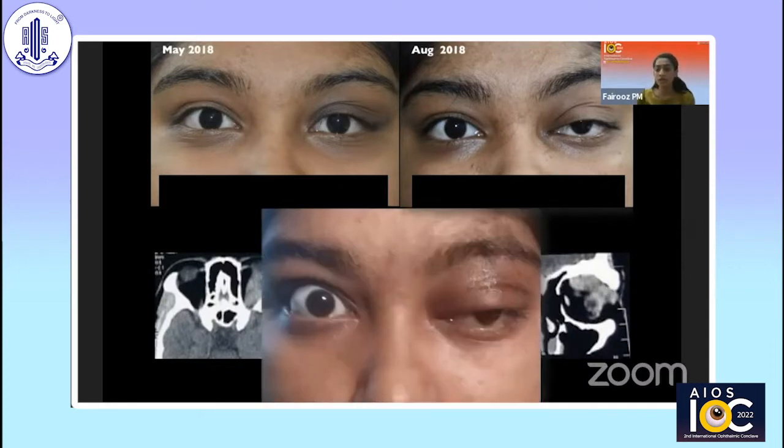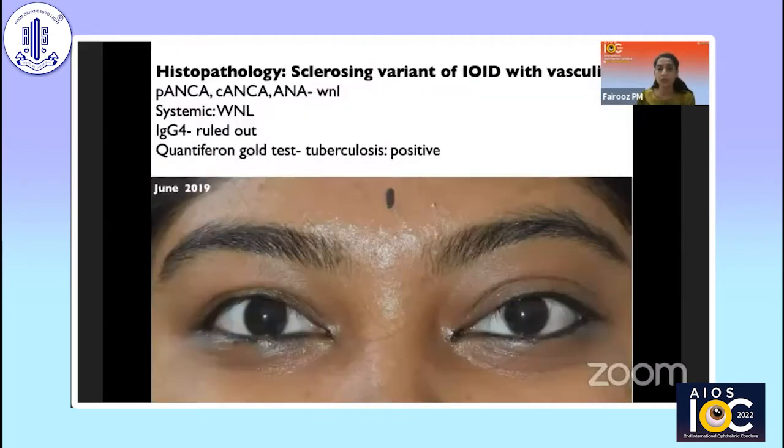So she went ahead with a lid crease incision biopsy, and this was proven to be a sclerosing variant of IOID with vasculitis. The entire serology profile for autoimmune disorders was done. It was within normal limits. The IgG4 was ruled out. And India being an endemic country for tuberculosis, with a QuantiFERON Gold test positivity, she was also put on ATT, and then she did well.